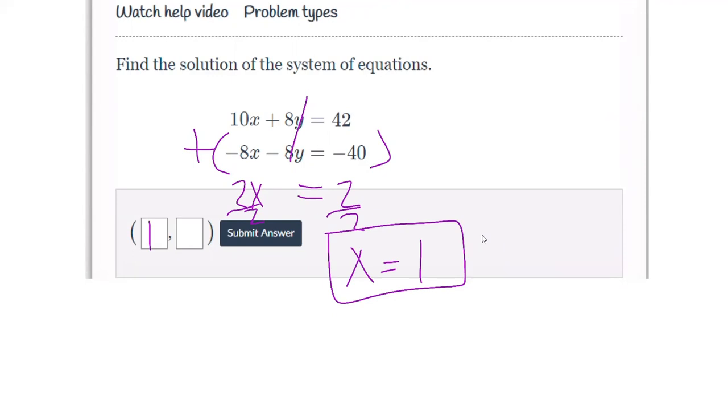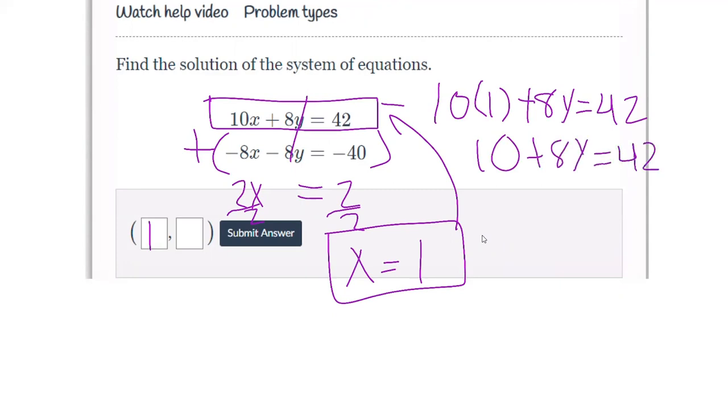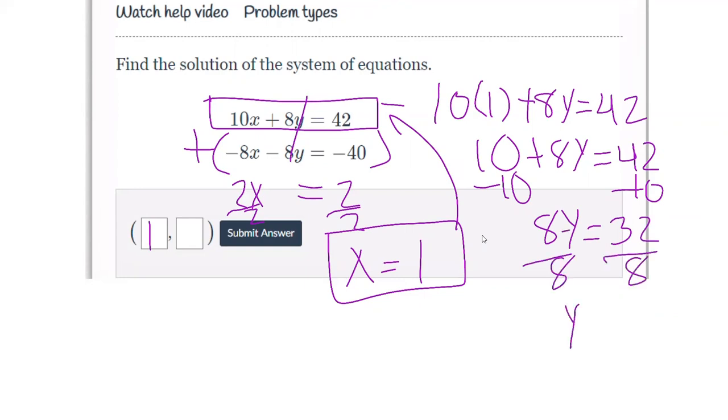To get our y, we have to plug it back into either equation. I'm just going to plug it into this top one. So we would have 10 times 1 plus 8y equals 42. If we work this out, that would be 10 times 1. We want to get y by itself, so we've got to get rid of this 10. So we have 8y equals 32. Remember, that's multiplication, so we'll divide, and we'll get that our y is 4. So this is how you do elimination level 1.